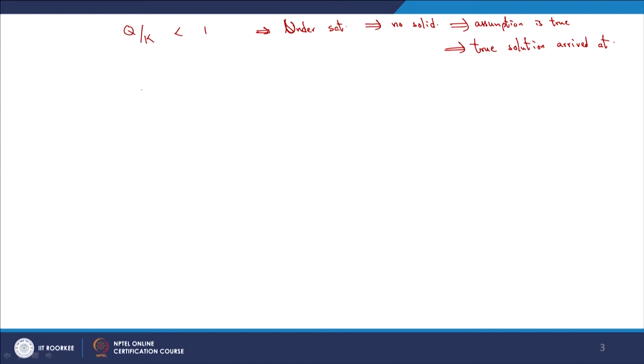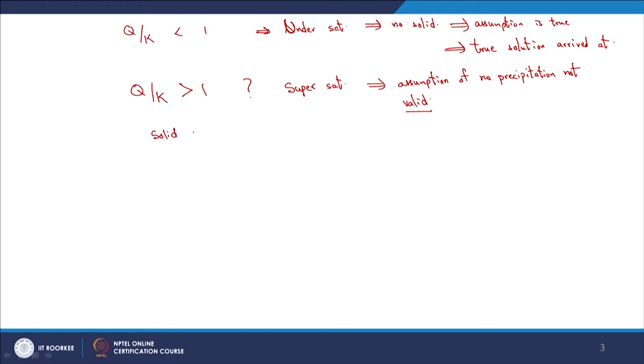But what if after calculating the relevant variables and the ratio of Q by K, that turns out to be greater than 1? It is supersaturated, or oversaturated, and now the assumption of no precipitation is not valid. So I now have to resolve for it. Now I know that the solid phase is present.